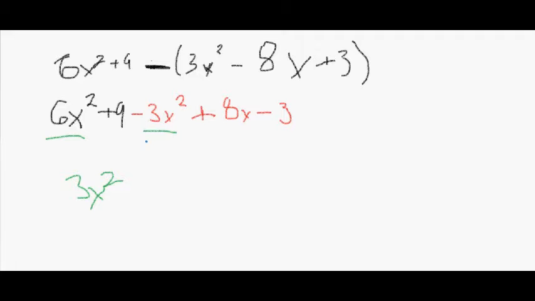Then the same philosophy applies. Add like terms, 6x squared minus 3x squared is 3x squared. Plus 9 minus 3 is plus 6. And this stays as plus 8x. So that's an example for our answers 20 and 21.